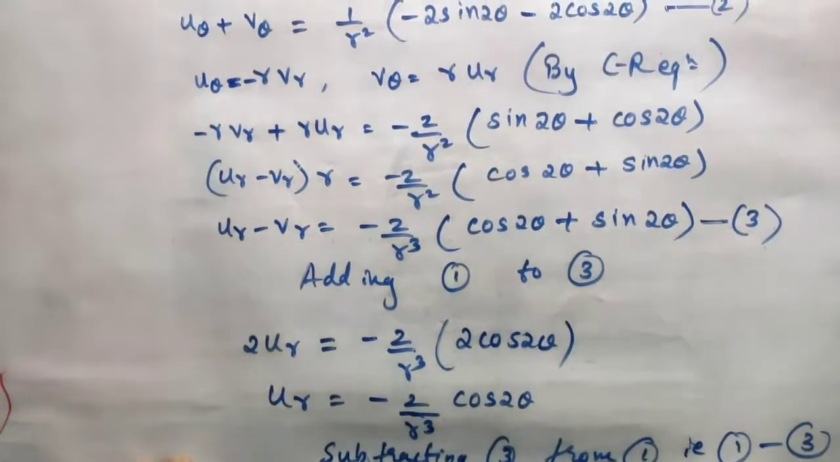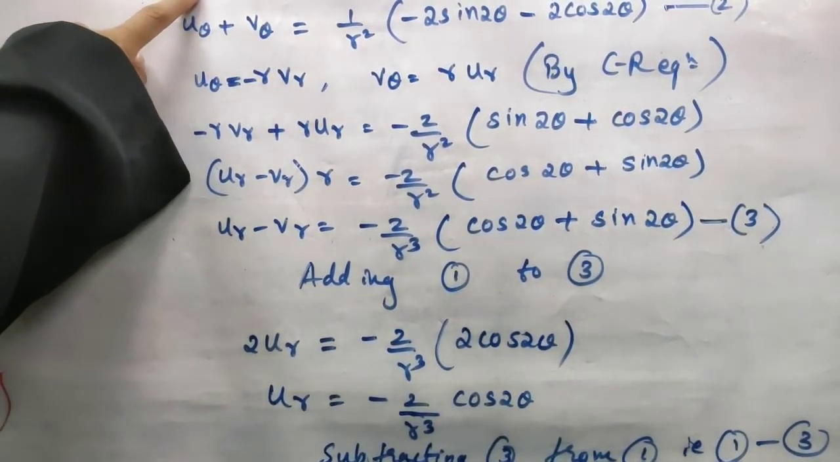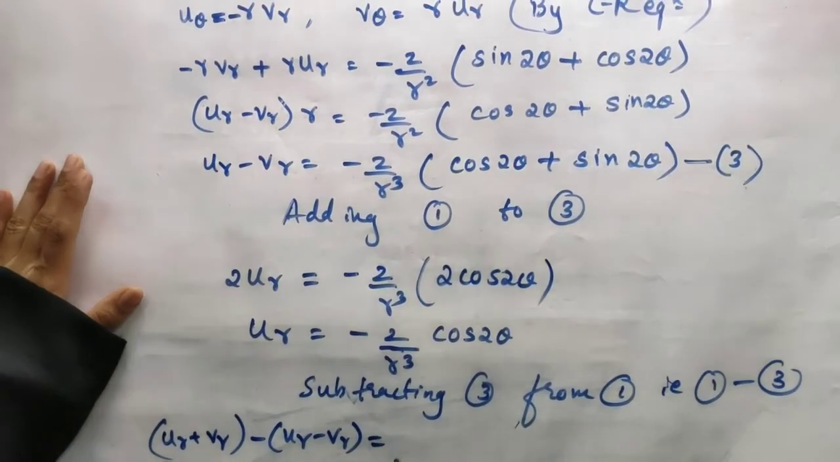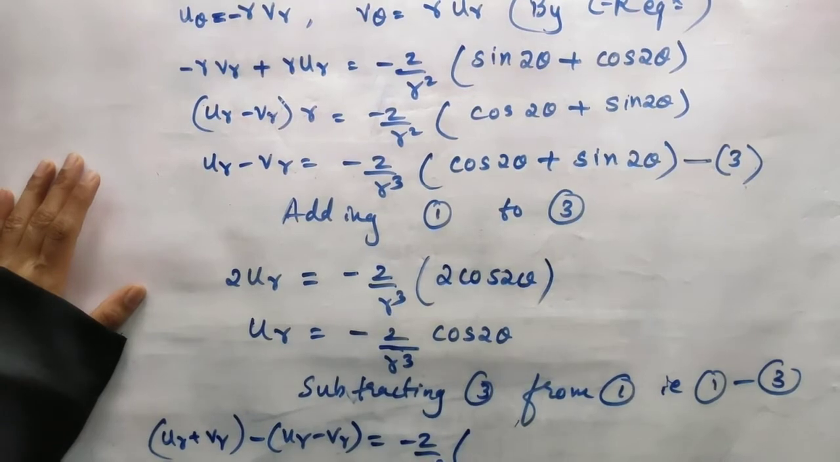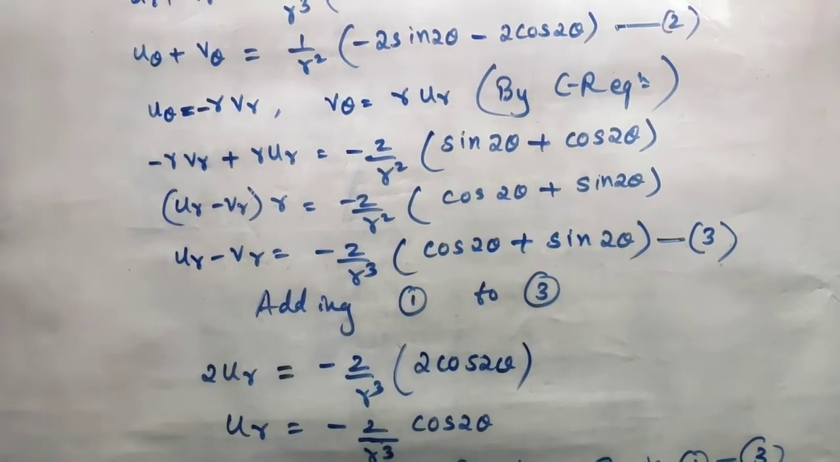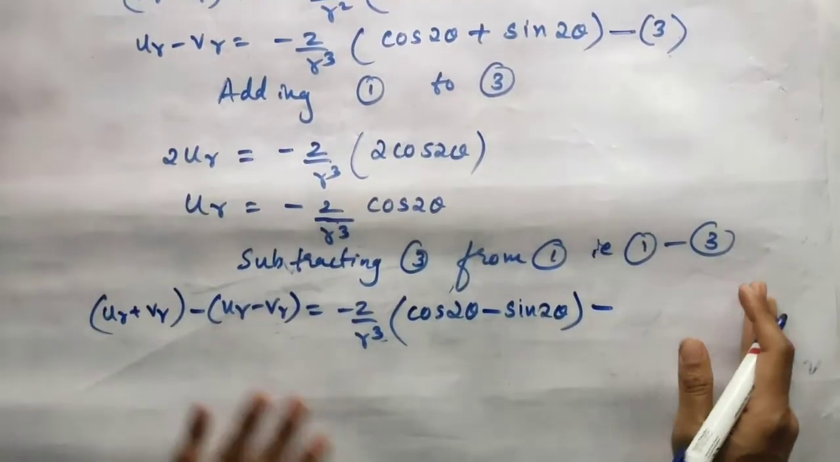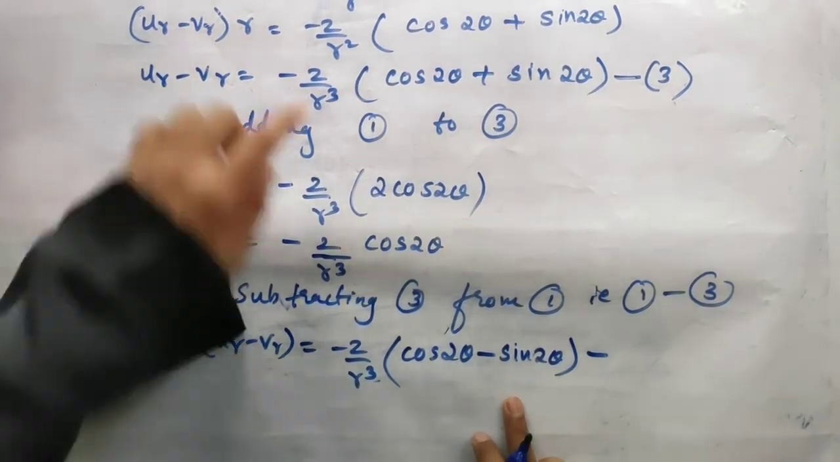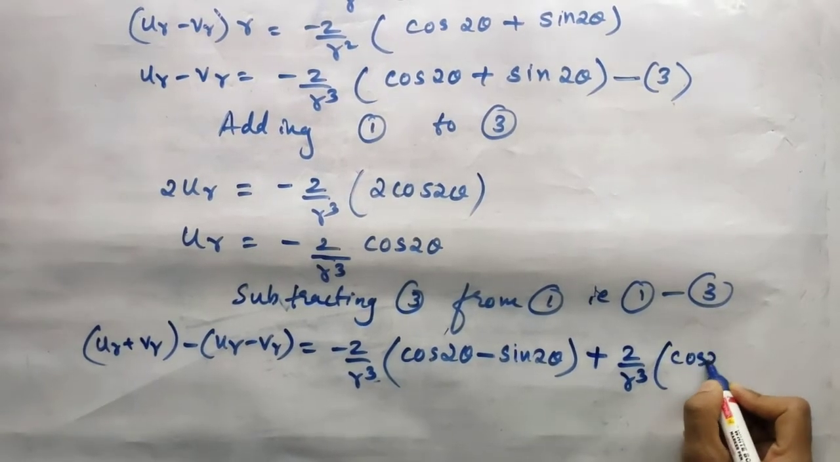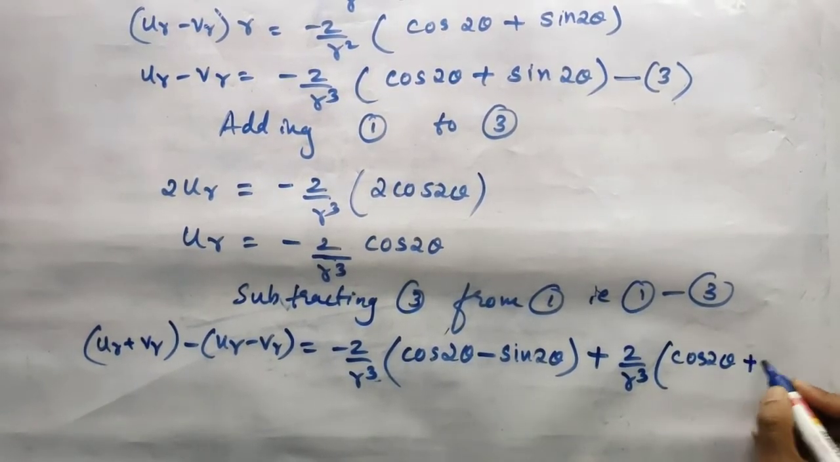UR gets cancelled this time. Look at that: UR plus VR minus UR minus VR. You are having it like this actually. That is equal to minus 2 by r cube, which is again common to both the right hand sides of both the equations, so take it outside. So the first equation had this type. I am writing and simplifying it so that it will not be a confusion for you to see from upper side and lower side. Minus the next equation. So this time it will be minus of minus plus 2 by r cube cos 2 theta plus sin 2 theta.